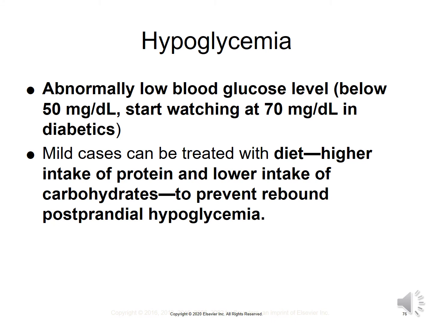So hypoglycemia, this is an abnormally low blood glucose level, below 50. But we need to start watching our diabetics at about 70, okay? And be thinking about getting them something to eat pretty quickly. Mild cases can be treated with a diet. You're going to have a higher intake of protein and a lower intake of carbohydrates to prevent rebound postprandial hypoglycemia.